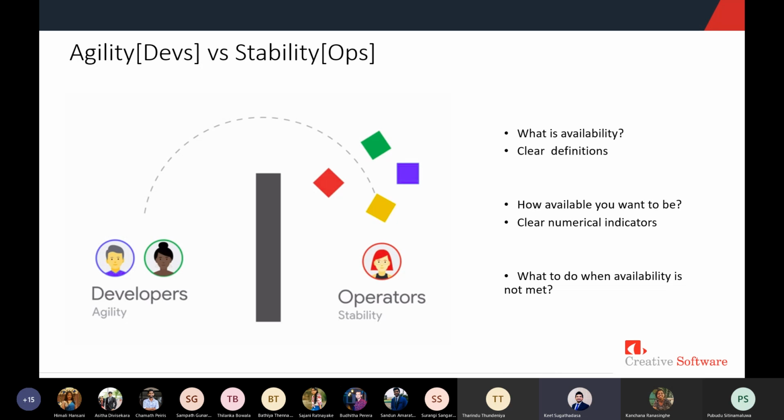And then, how available do you want your system to be? As I said before, you can't really make your system 100% available. So it's important to know that you can make it available only to a certain level. We'll be talking about these numbers. These are clear numerical indicators that we need to know. And also, not just by defining these availability definitions, you should be able to say what will happen if we cannot meet them. These are important concepts in the area of SRE.